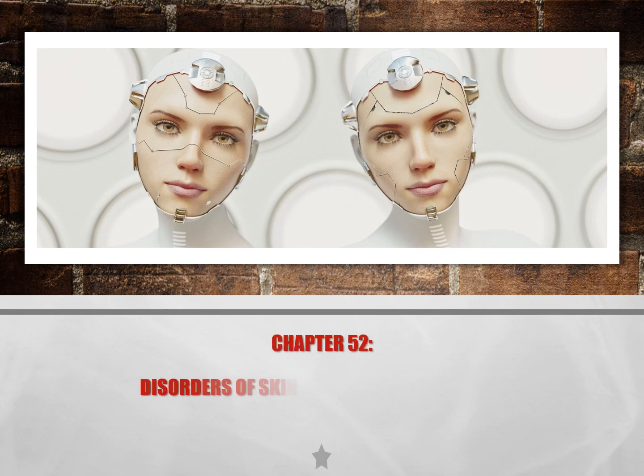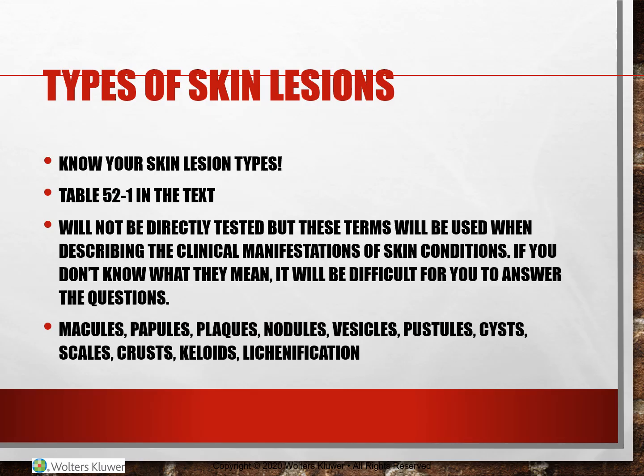Chapter 52 discusses disorders of skin integrity and skin function. To start out, I want to ask you to please review the different types of skin lesions. Really know the skin lesion types, meaning if I say this skin disorder creates papules and pustules, or a defining characteristic of this skin disorder is lichenification, you should be able to picture in your head what that might look like.